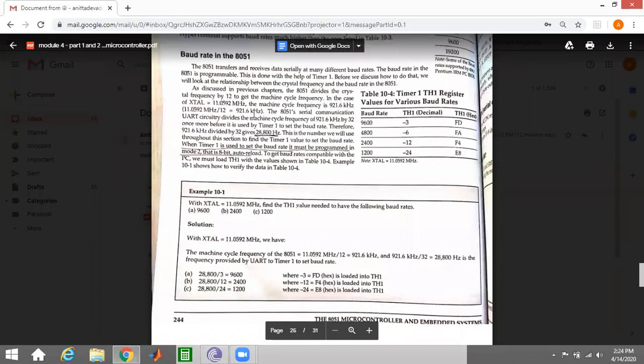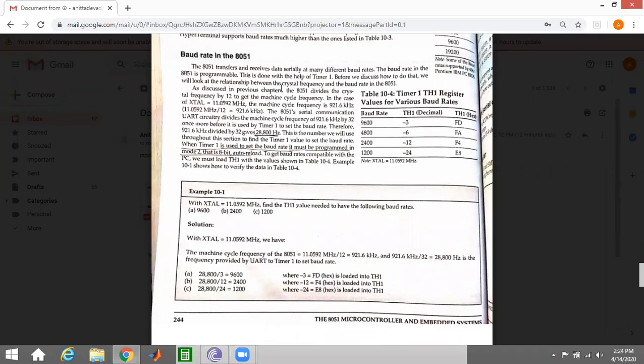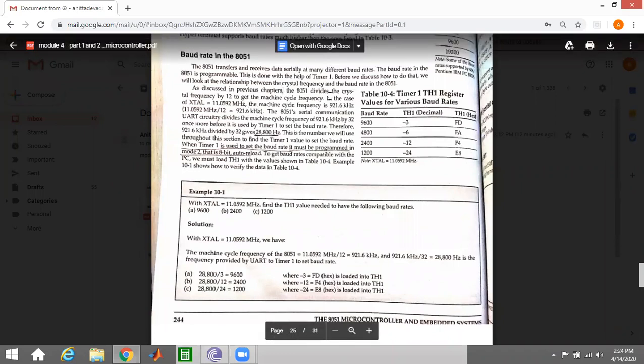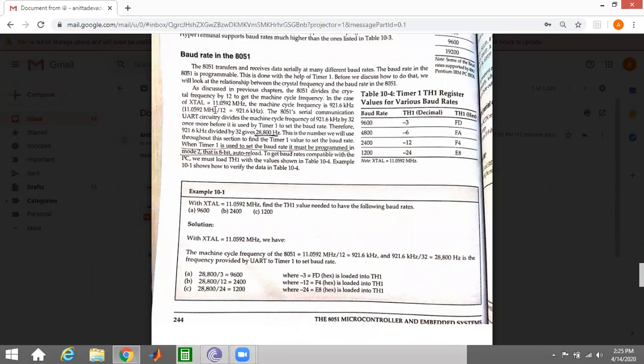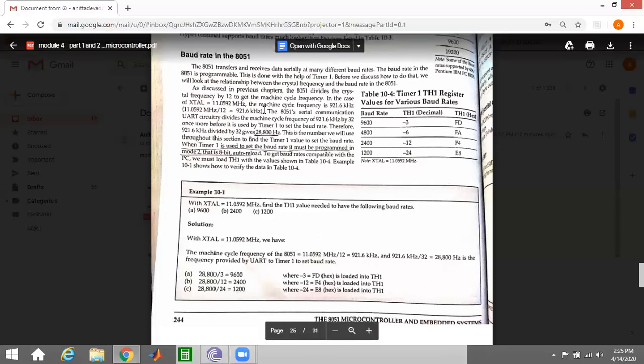See here, in the previous chapters we studied that if we have the crystal frequency, we have to divide the crystal frequency by 12. You remember this formula we studied yesterday, right? Can you see the mouse pointer? We have to divide it by 12, so you'll get that frequency. To get the time, we do 1 divided by frequency. All those things we studied, right? That was the previous module.